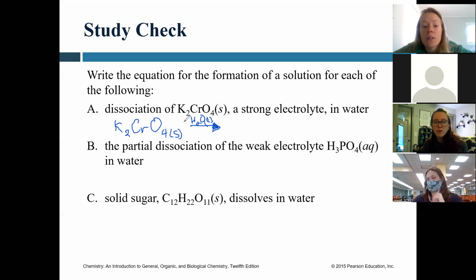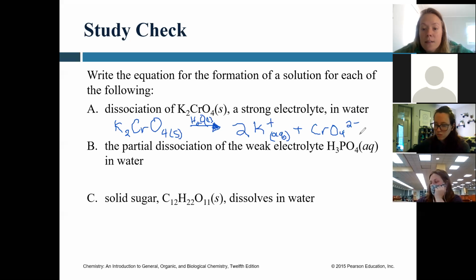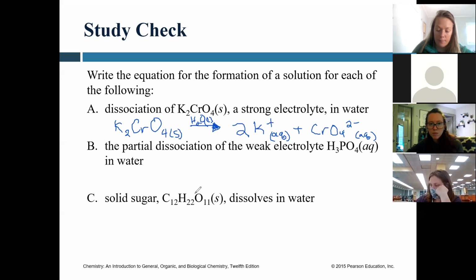Now I need to break this apart into its ions. So I have potassium, and I actually have 2 potassiums. So I'm going to say 2 potassiums with a plus charge, and this thing is now aqueous. That's how it's changed. I've also got this chromate ion, CrO4. I got to put the charge in, 2 minus, and it's aqueous as well. All right, both of those have dissolved. I'm not going to put an arrow going back in the opposite direction. Good with that one? Where all those numbers are coming from?